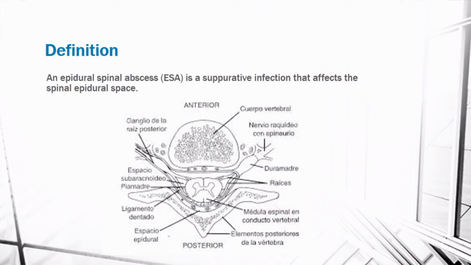Definition. A spinal epidural abscess, ESA, is a focus of infection that affects the epidural space. As we see in the image, the epidural space is located within the vertebral canal between the dura mater and the yellow ligament. In blue we have the anterior epidural space, and in red the posterior epidural space.